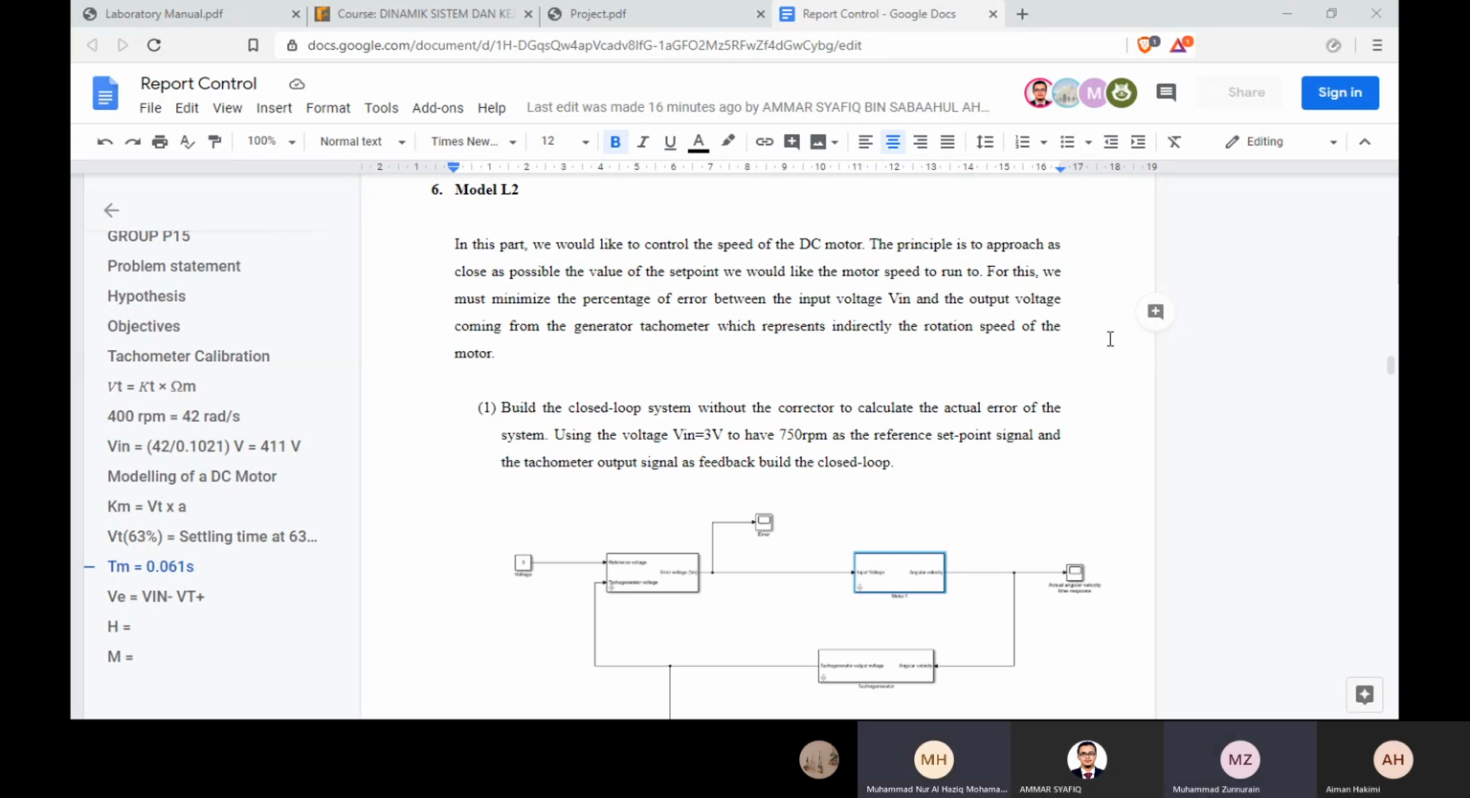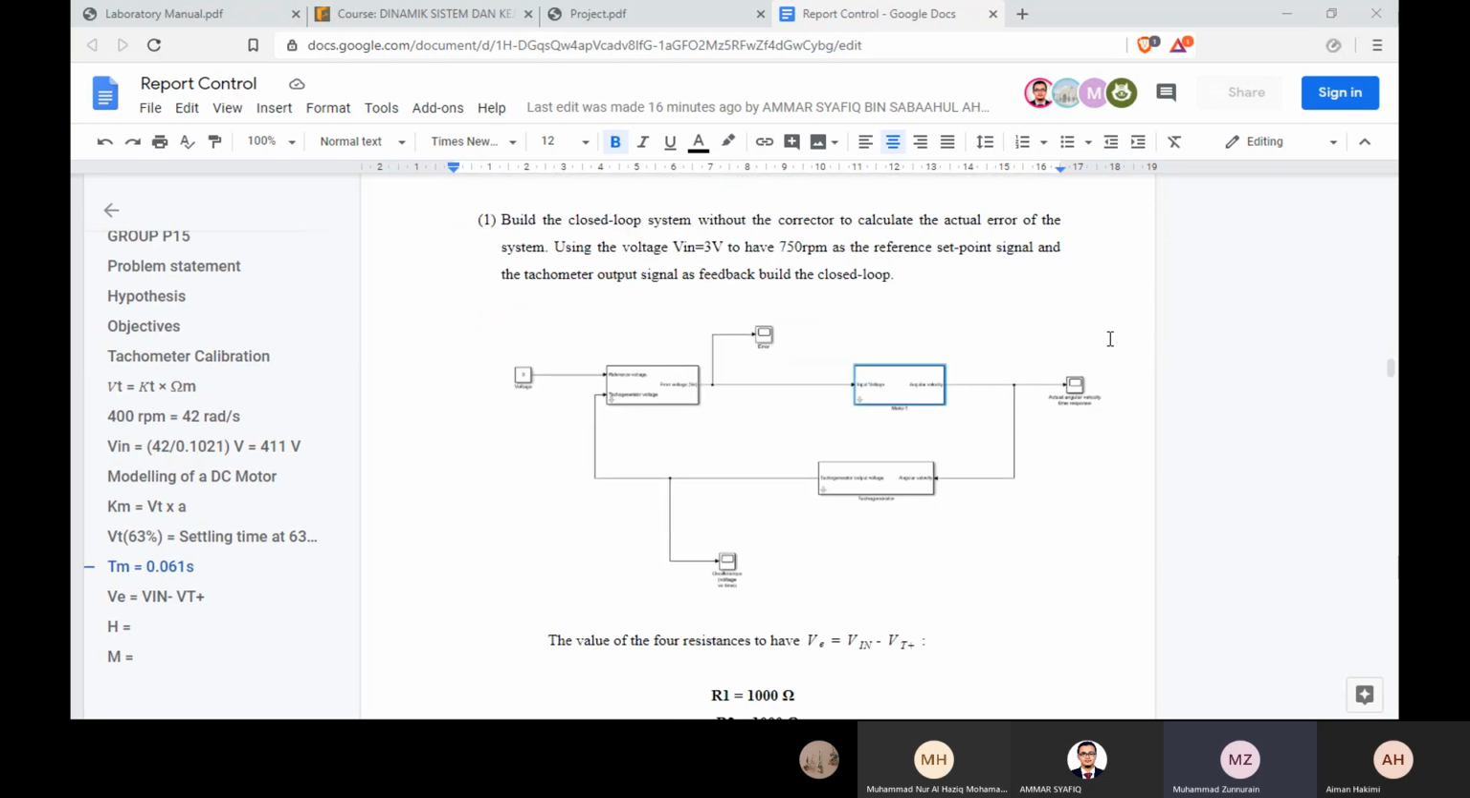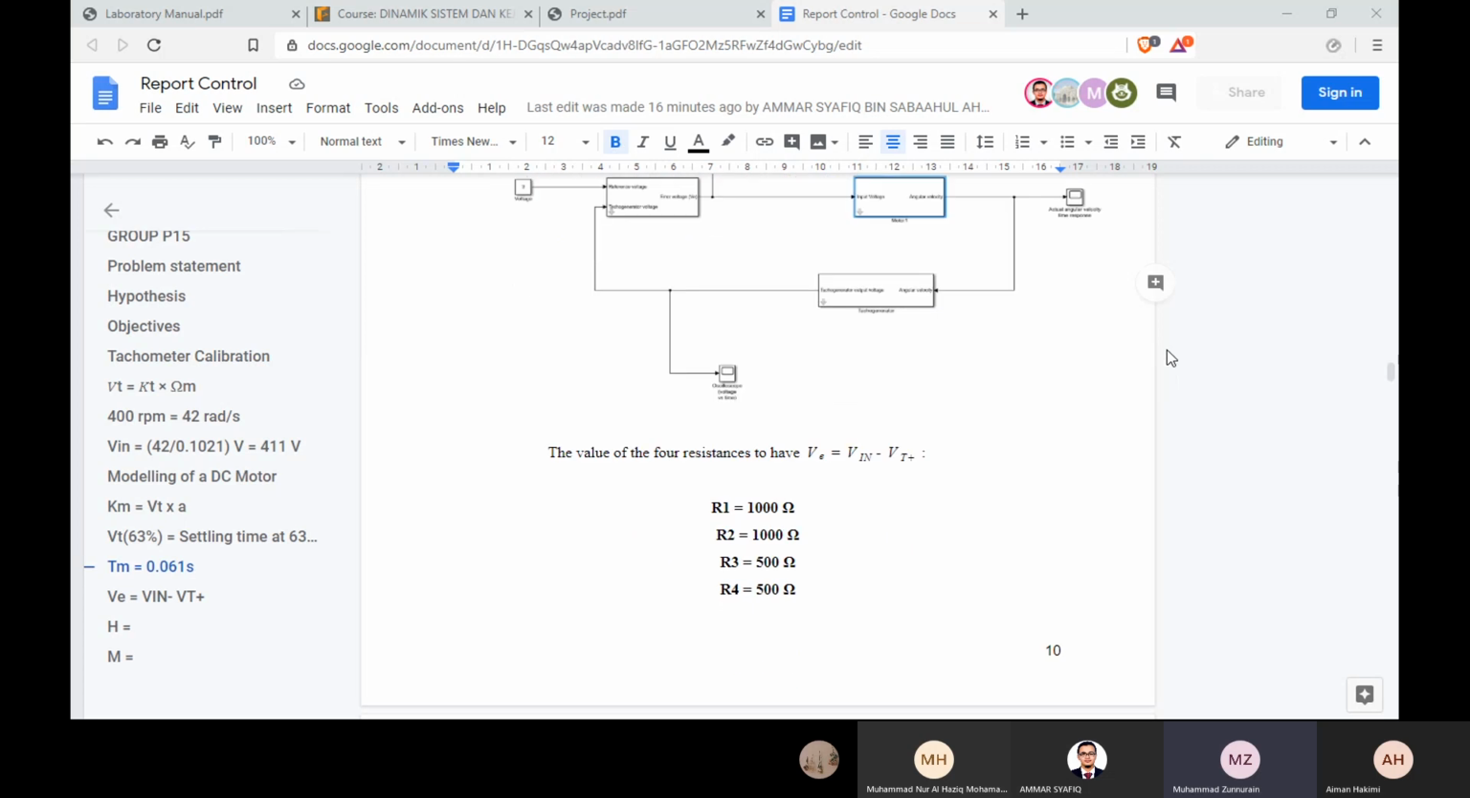The first step is to build the closed loop system without the corrector to calculate the actual error of the system. We use a Vin of 3 volts to have 750 RPM as the reference point. We need to find the values of the resistances to have the equation VE equal to Vin minus VT plus.